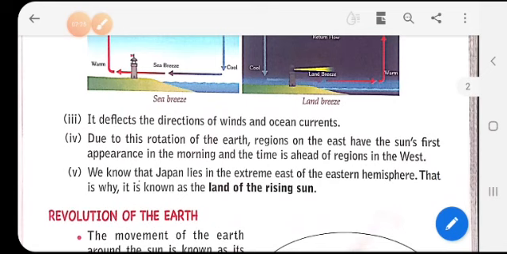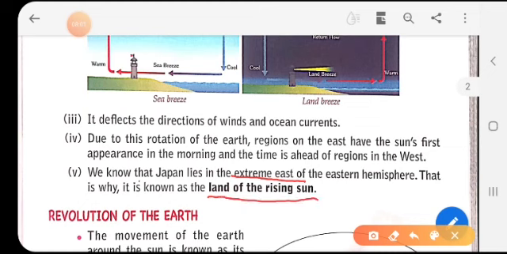Due to this rotation of the Earth, regions on the east have the sun's first appearance. So, when the Earth is rotating from west to east, you have the sunrise in the east, and there it happens to be the morning, and then the time is ahead of regions in the west. We know that Japan lies in the extreme east of the eastern hemisphere. That is why it is known as the land of the rising sun. So why is Japan known as the land of the rising sun? Because it is in the extreme east, and hence it is known as the land of the rising sun.